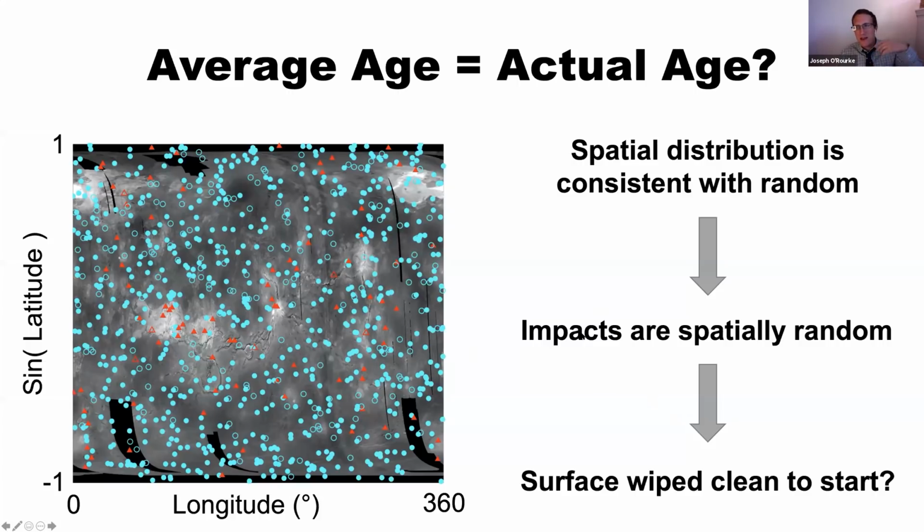And since we think that impacts are spatially random, one easy explanation of this apparent randomness is that the surface was wiped clean all at once and craters have just been building up since then. Now, what this would predict is that all these craters on Venus should be pristine if there hasn't been much volcanism since the great resurfacing.